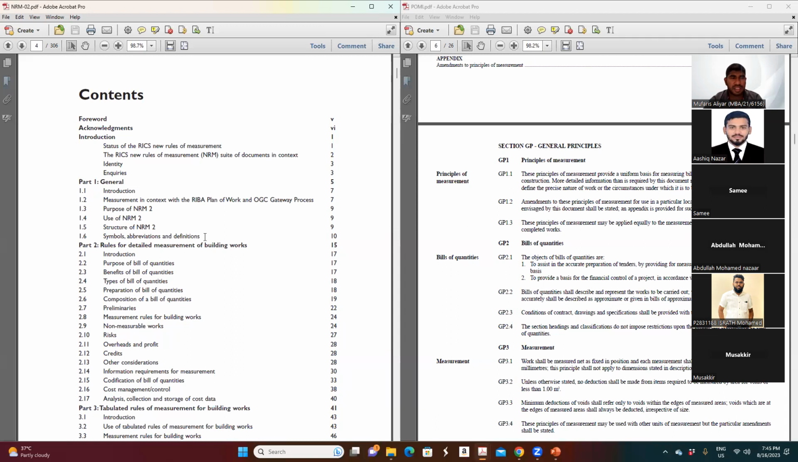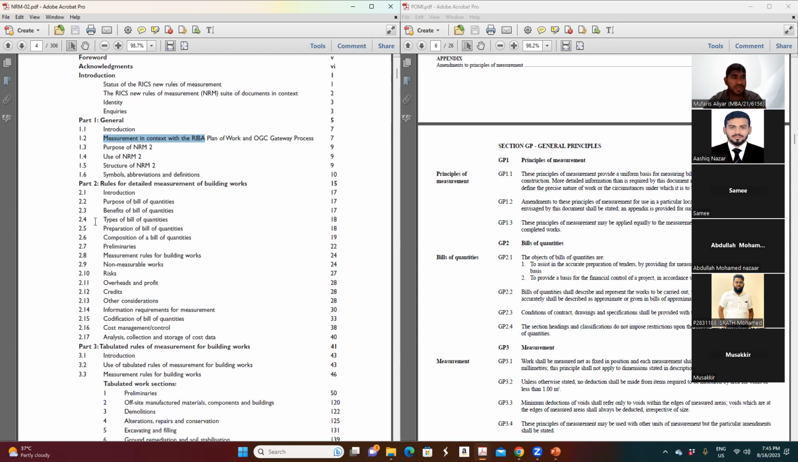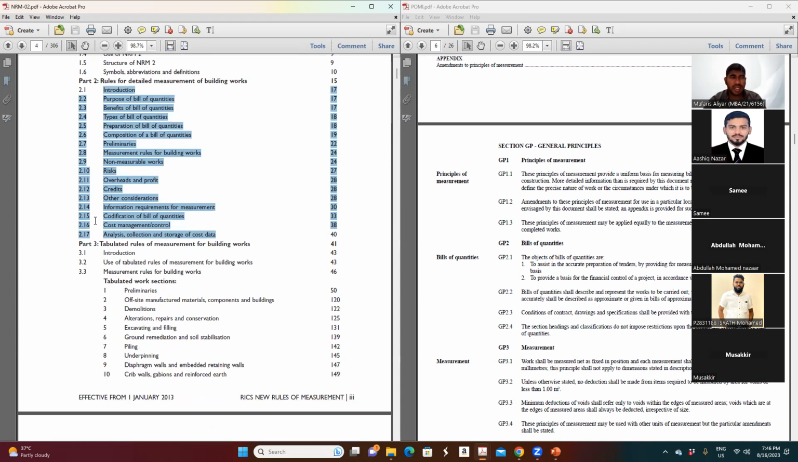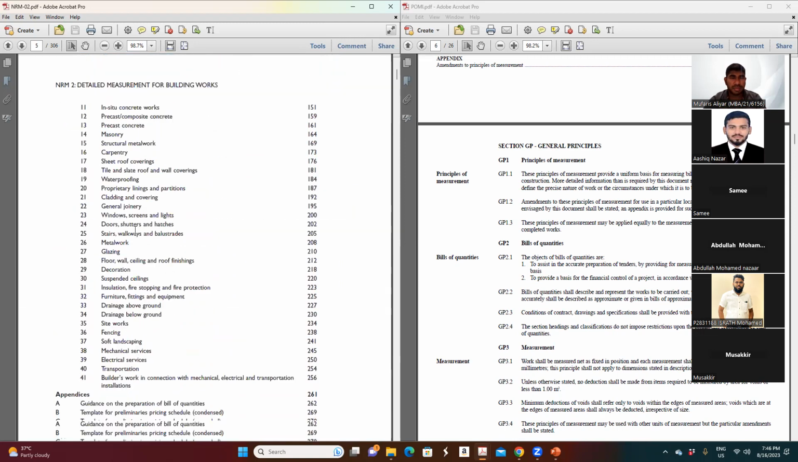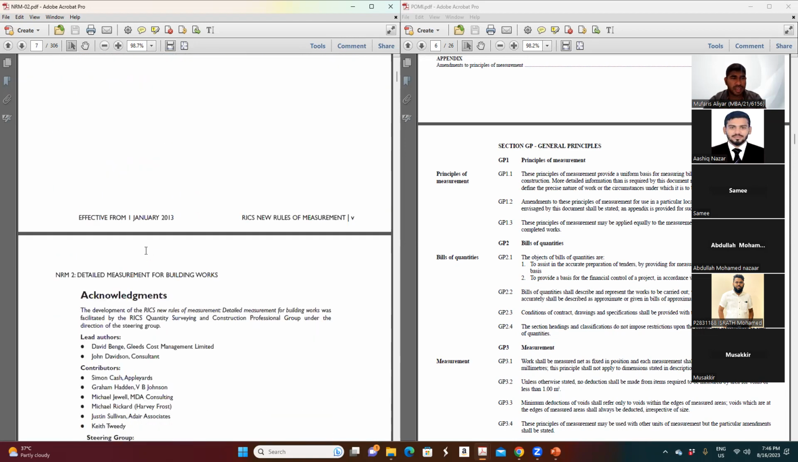This is the content of NRM. First is the introduction part: what is a measurement and why we need measurement, the use of NRM, the purpose of NRM, and how the NRM tool is structured. This is given under part one. Part two is kind of rules: when you want to use NRM2, what you have to consider, what precautions you have to take. That is in part two. Then part three is about the measurement. So I think that is clear.